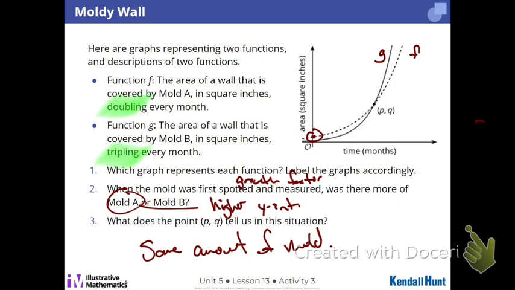Eventually though, what would happen on this though? They're exponential, but they're going to run out of what eventually? Wall. Yeah, so I'd be interested to see what happens when they run out of wall. Maybe they'll just take over the entire wall. Oh, it's going to take over the whole world. Look out for this mold if it keeps going, right?